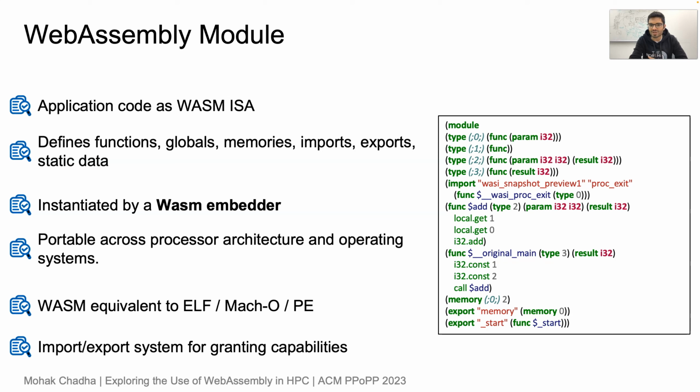WebAssembly defines an import-export system for granting different capabilities to the module. By default, a WebAssembly module cannot interact with the host system or perform I/O operations of any kind. Any system interactions that are to be initiated by the WebAssembly module must be done through the functions imported from the embedder. On the right, you can also see that the module exports its memory and the start function, which can be utilized by the embedder to execute the module and write to the module's linear memory.